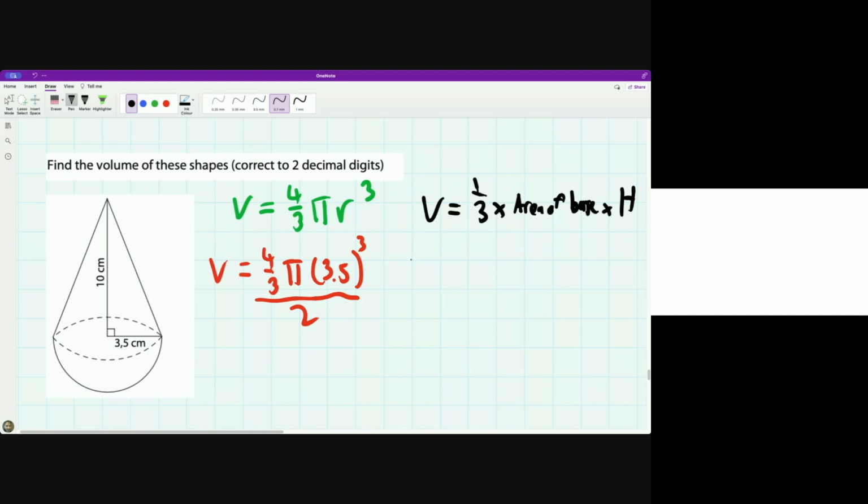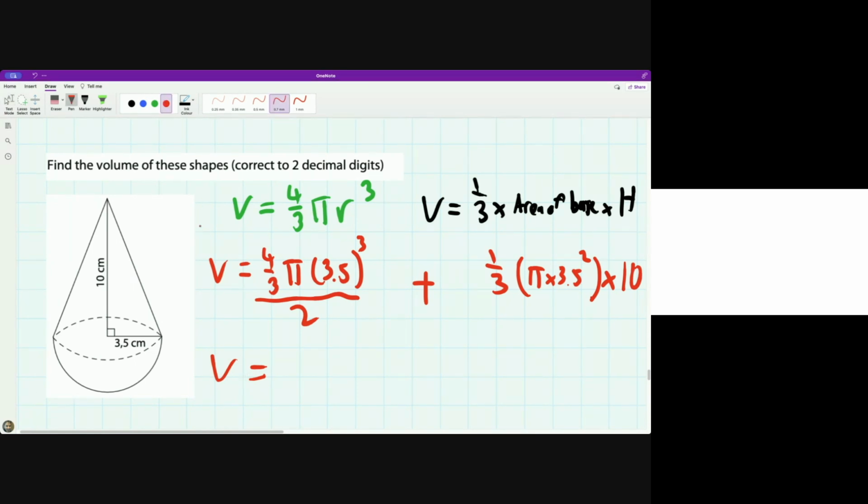Okay, what about the area of the cone? We need to add 1/3 times pi r squared, but the pi r squared is going to be pi times 3.5 squared, and then it's going to be times by 10. So let me even get rid of that. Let's just say we're going to add those two together. What is my volume going to be?